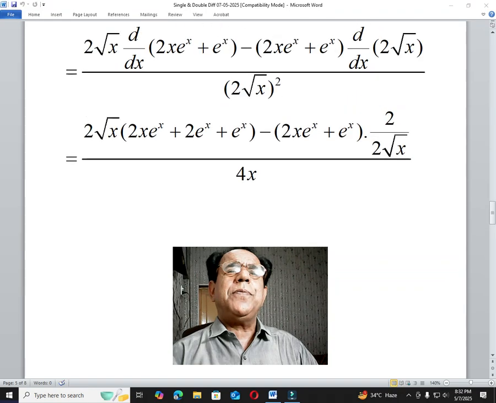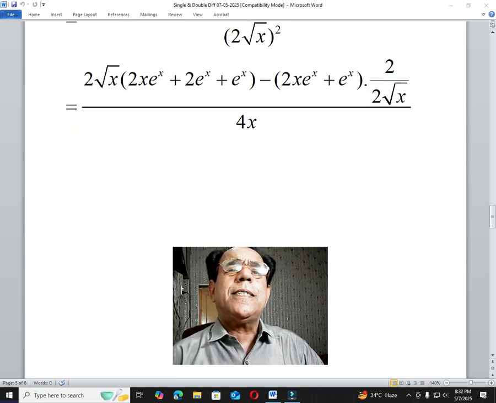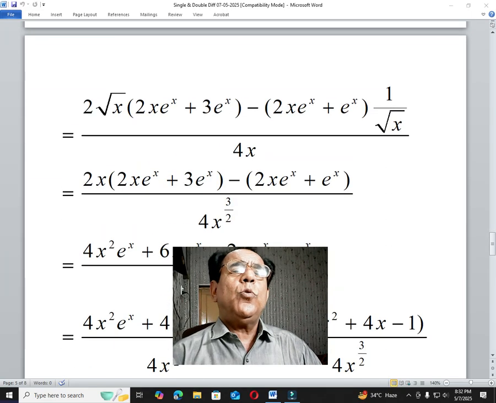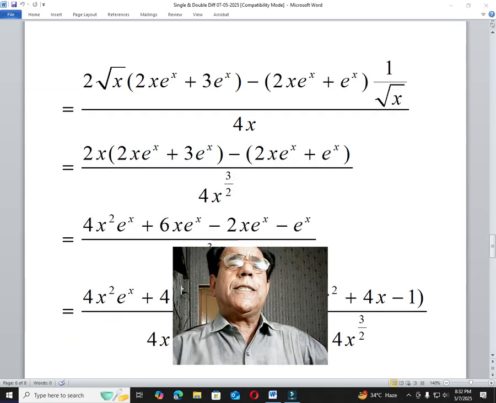This is just a simplification, nothing else. We have taken derivative, required derivatives have been taken, and next step is just simplification. So after simplification, next term becomes this.